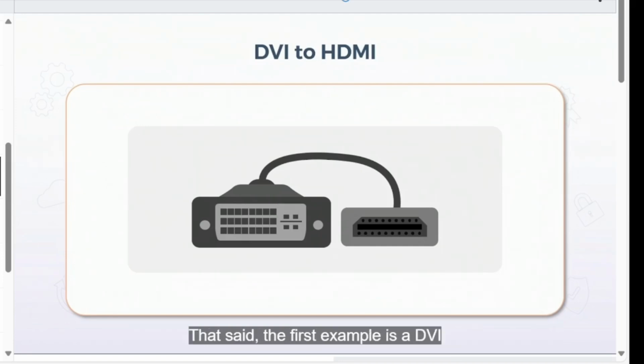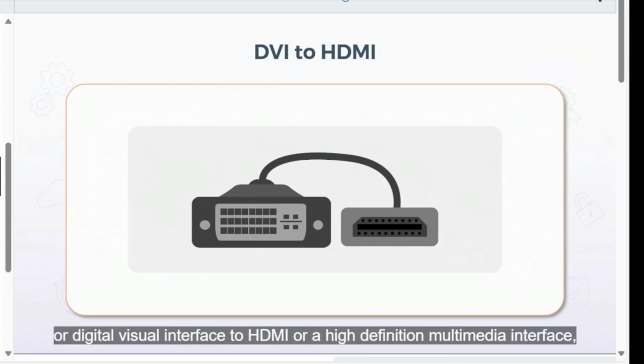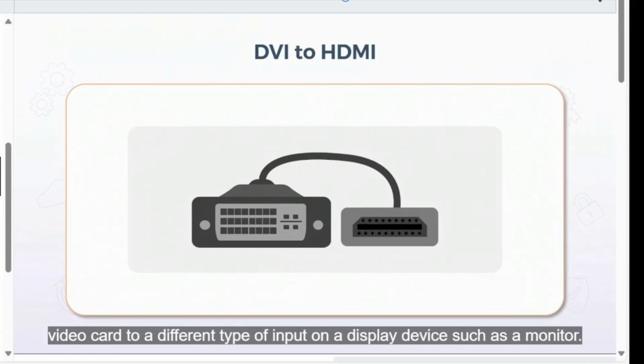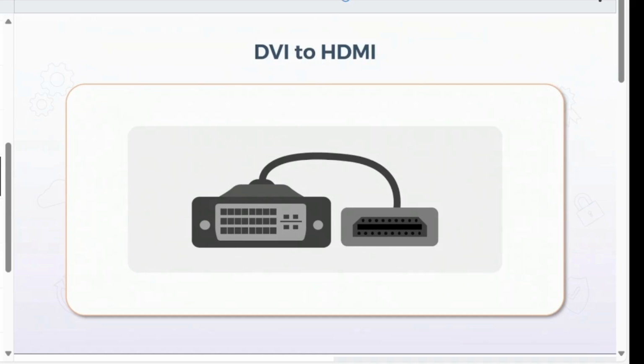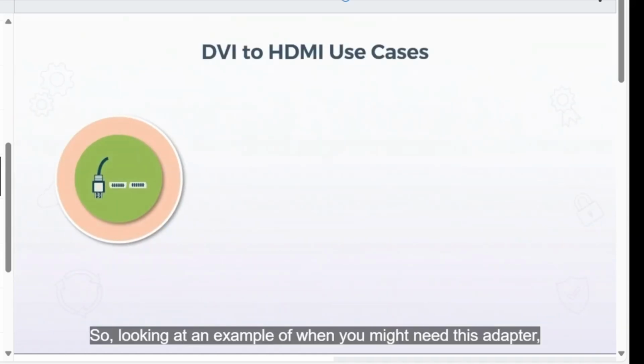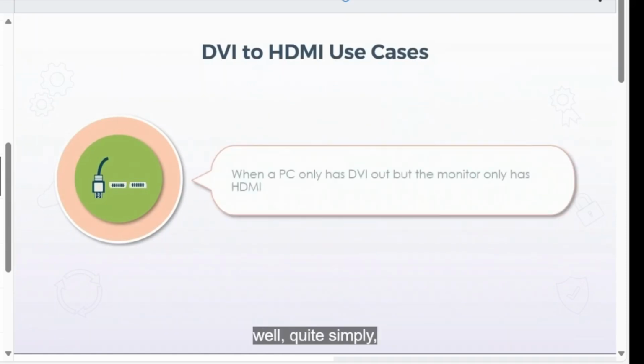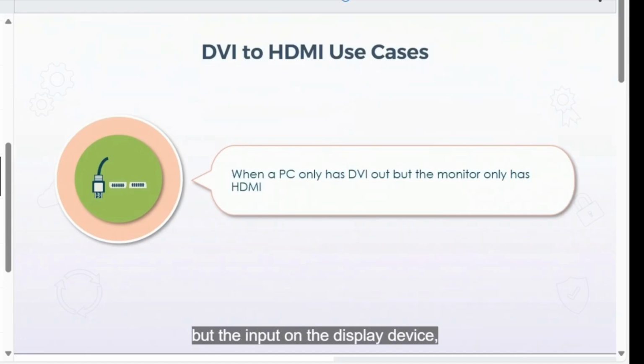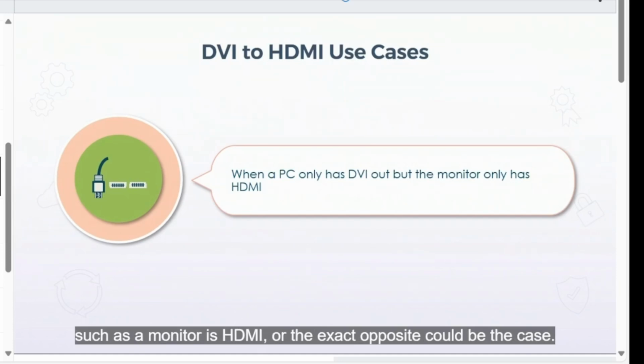That said, the first example is a DVI or digital visual interface to HDMI or high definition multimedia interface, which can be used to adapt a connection from a video output source such as your video card to a different type of input on a display device such as a monitor. So looking at an example of when you might need this adapter, well, quite simply, it would be required if your existing video card or other output source is DVI, but the input on the display device, such as a monitor, is HDMI, or the exact opposite could be the case.